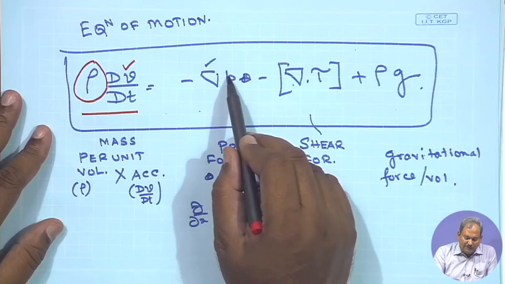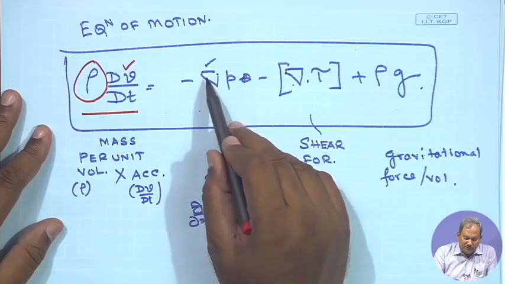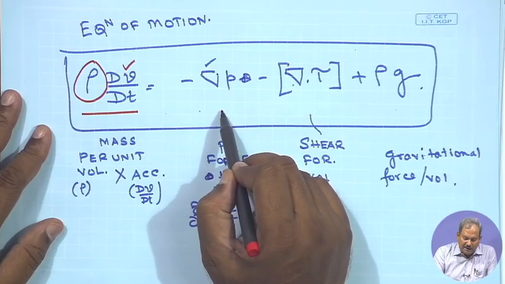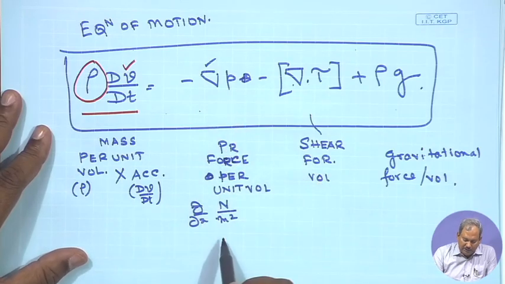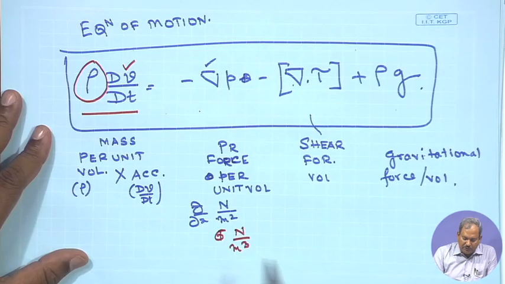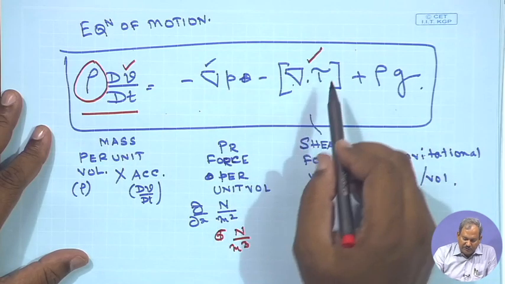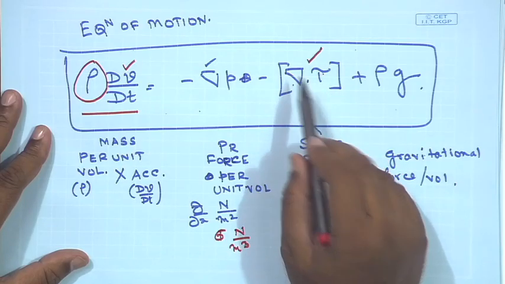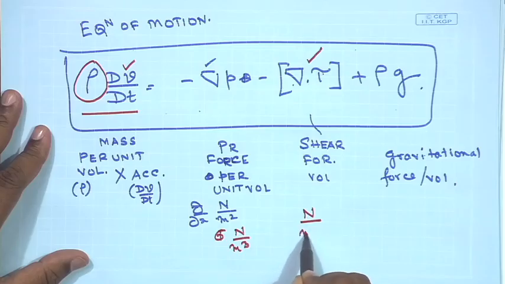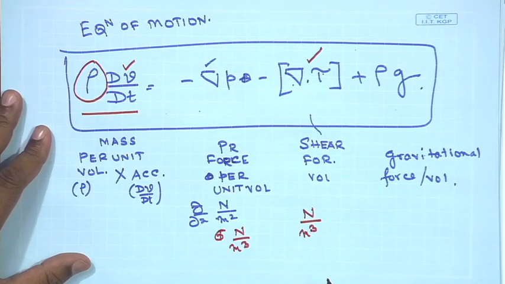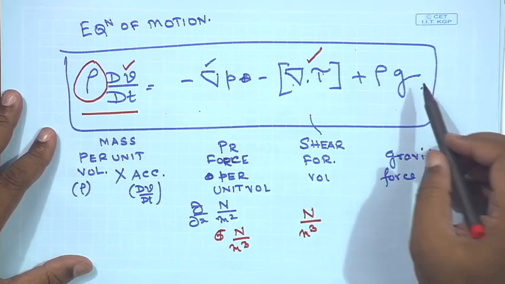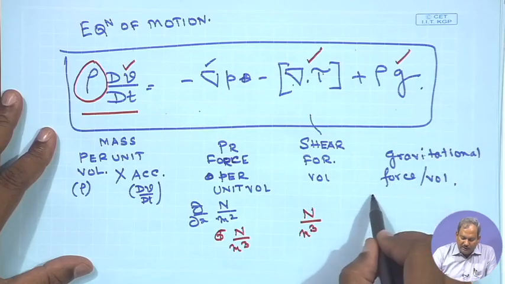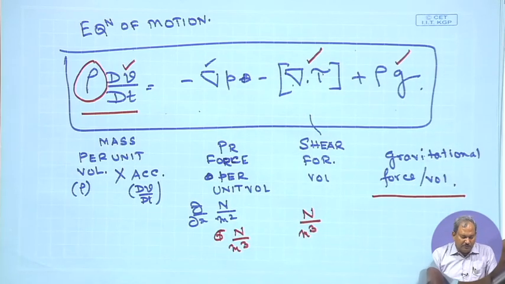P has units of Newton per meter square, which is force per unit area, and because of this you have another length dimension added to the denominator. So, this is also going to come as force per unit volume. Similarly, shear stress is Newton per meter square. You have a del operator on it. So, the unit of this is also going to be Newton per meter cube. And similarly, in this also rho times g is nothing but the gravitational force per unit volume.